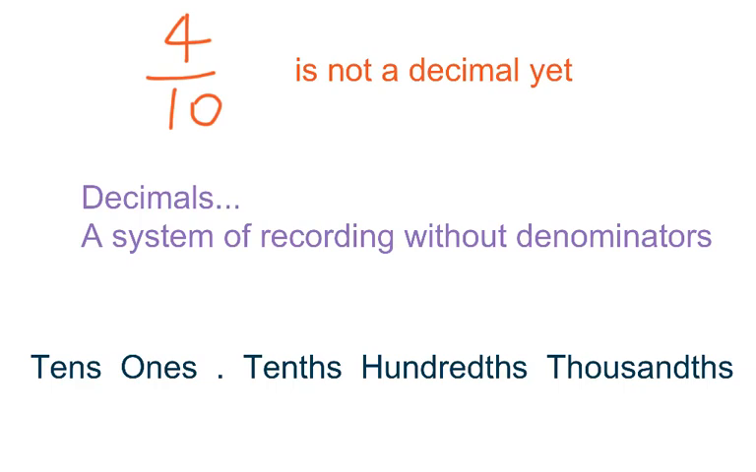Let's have a look at 4/10. 4/10, we know from the previous explanation, will work and will be a decimal, but it is not a decimal yet, as shown in red at the top.